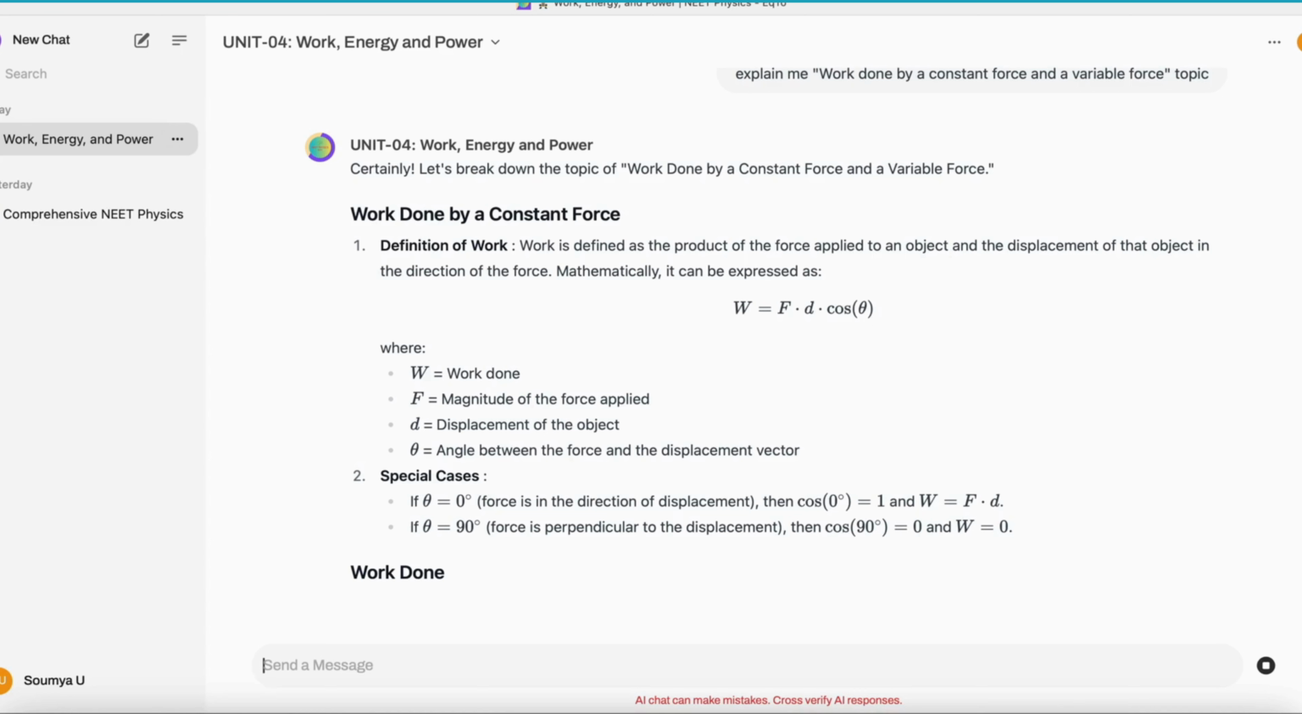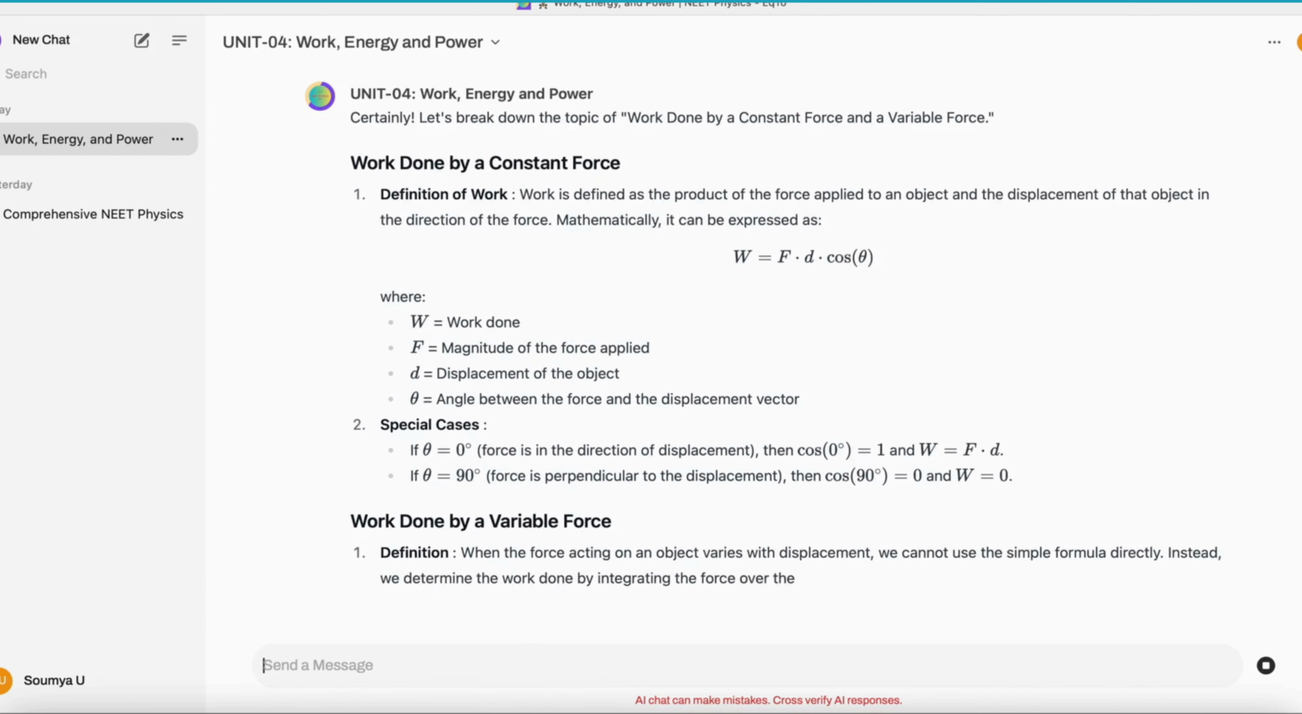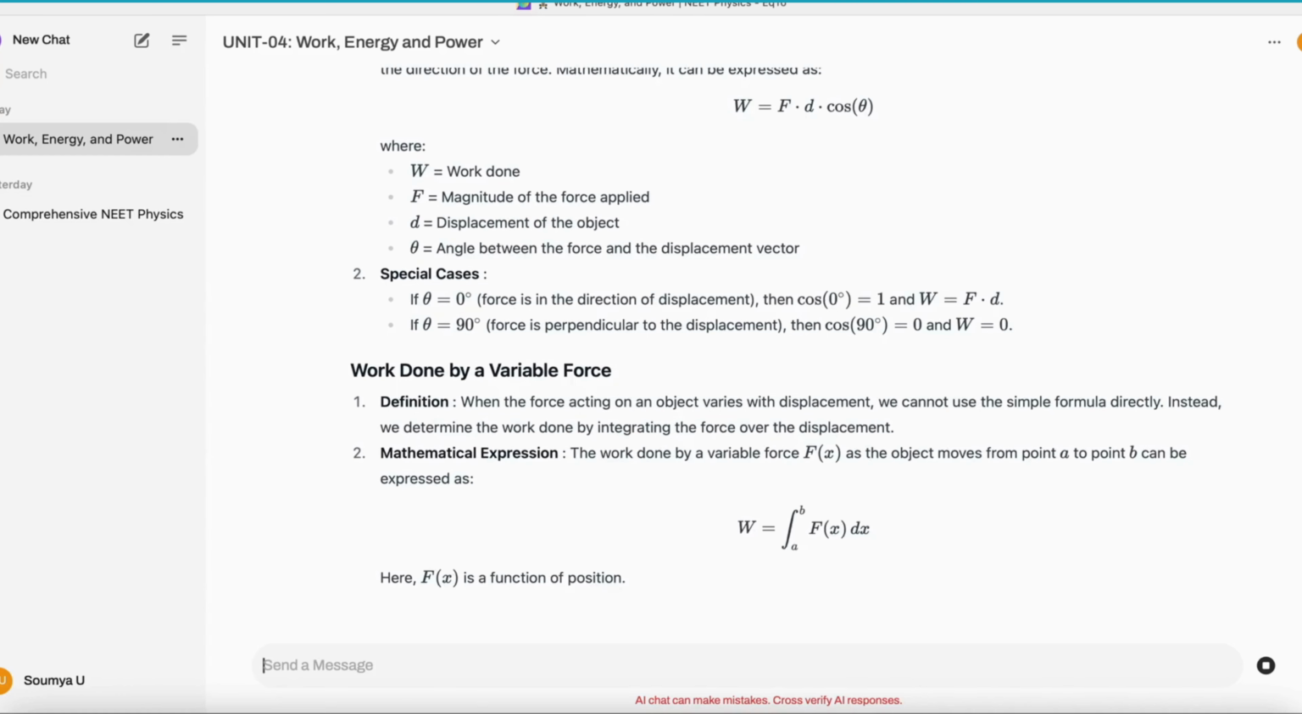2. Special cases. If theta equals 0 degree, force is in the direction of displacement, then cos 0 degree equals 1 and W equals F dot D. If theta equals 90 degree, force is perpendicular to the displacement, then cos 90 degree equals 0 and W equals 0. Now, let's discuss work done by a variable force.